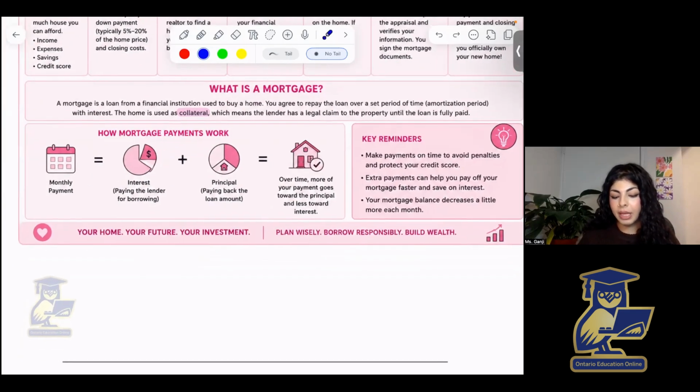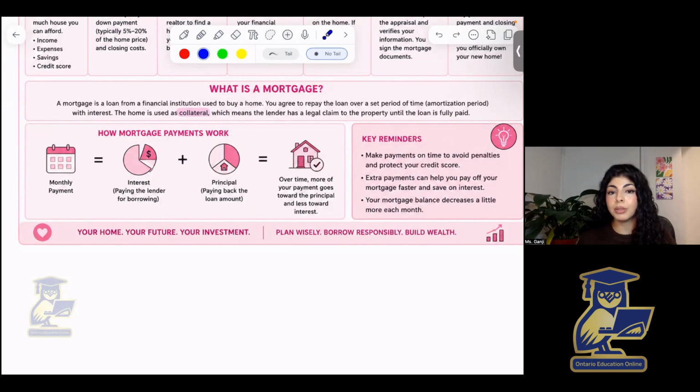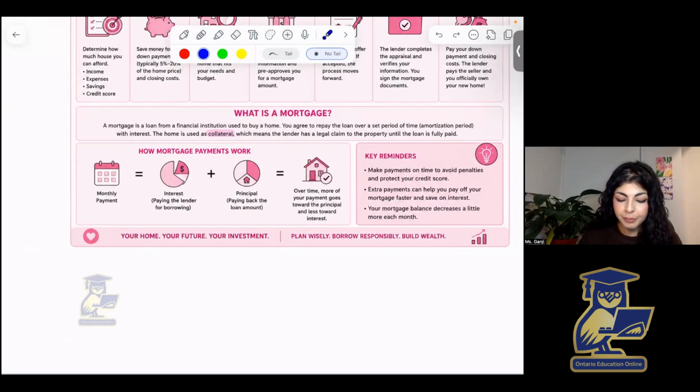And again, with any type of loan, please make sure you are planning wisely and borrowing responsibly so that you can build your wealth, which would be your home. Your home is still an asset that you are investing in. So if you are spending irresponsibly, then that can highly impact not only your mortgage and credit score, but also your ability to maintain ownership of the house.